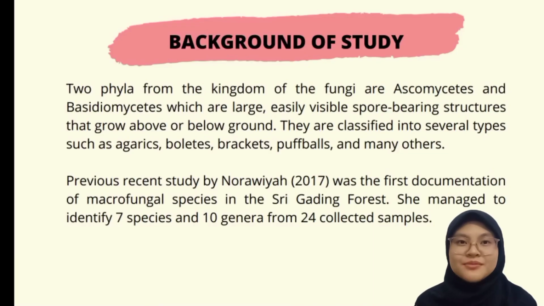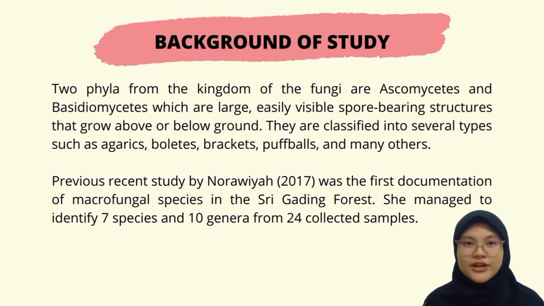Two phyla from the kingdom of fungi, ascomycetes and basidiomycetes, produce macrofungi, which are large, easily visible spore-bearing structures that grow above or below ground. They are classified into several types, such as agarics, boletes, brackets, puffballs, and many others. A previous study by Nur Awiyah in 2017 was the first documentation of macrofungal species in the Sri Gading Forest. She managed to identify 7 species and 10 genera from 24 collected samples. The findings of this study were of great importance as a first step in determining the diversity of macrofungal species in the forest.